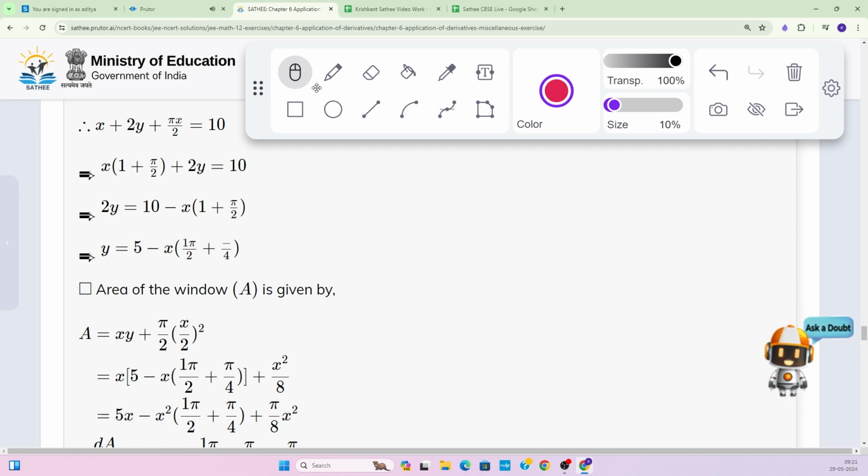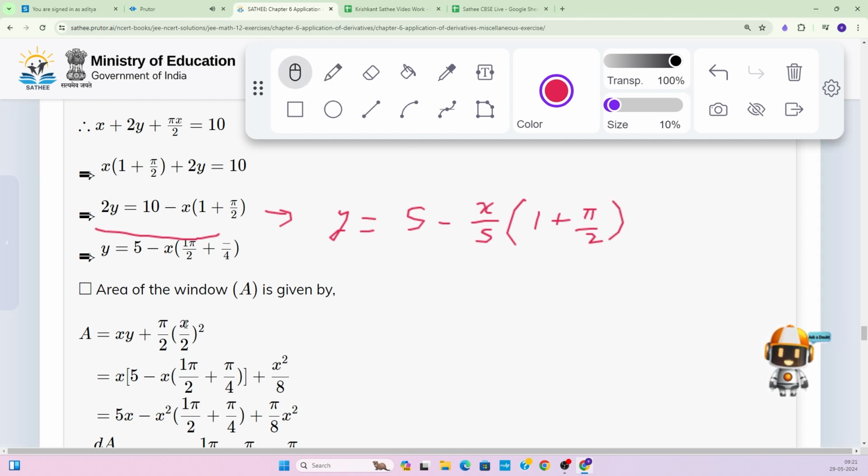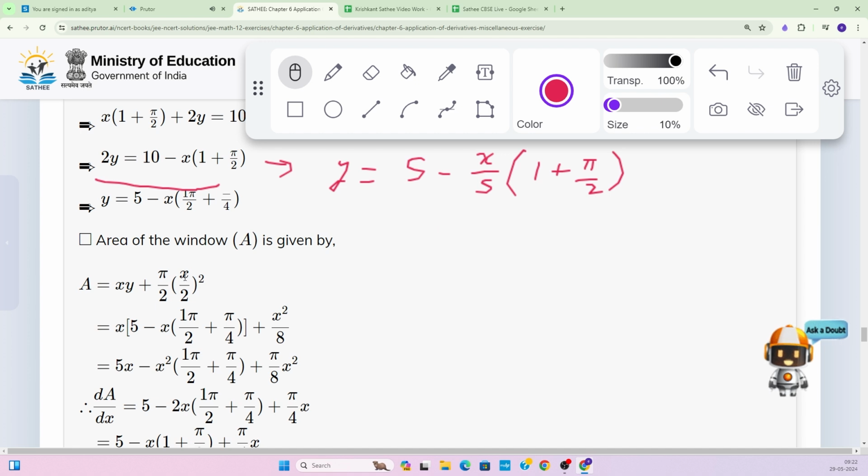I hope that this is clear to you. What we can get from here is y as 5 minus x times (1 + π/2), divided by 2. You will get this as your expression. We did nothing, just this. Now the area will be the rectangle part area plus the semicircle part area, which is half of πr².